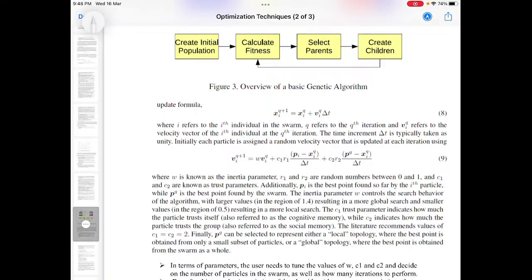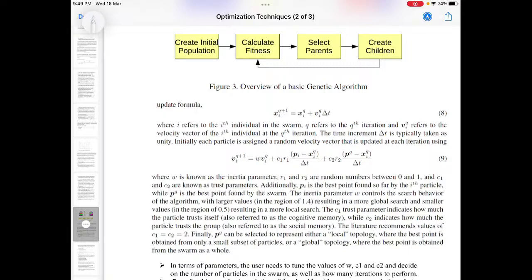The C1 trust parameter indicates how much the particle trusts itself, also referred to as the cognitive memory, while C2 indicates how much the particle trusts the group, also referred to as the social memory. So there are C1 and C2, the parameters you can see here. C1 is called the cognitive memory, whereas C2 is called the social memory.